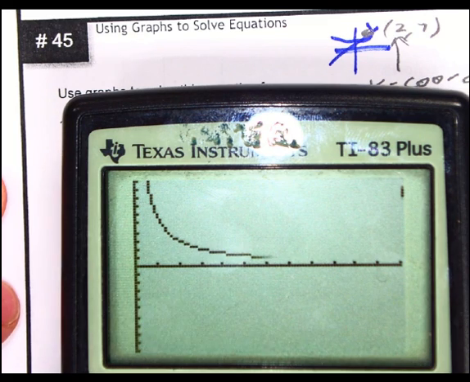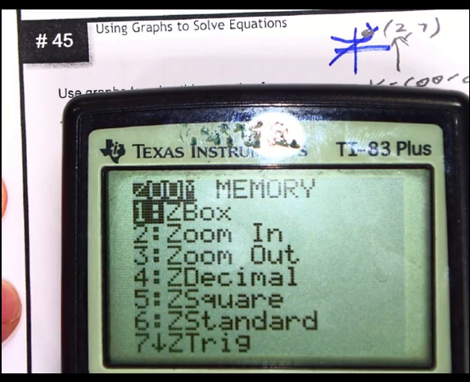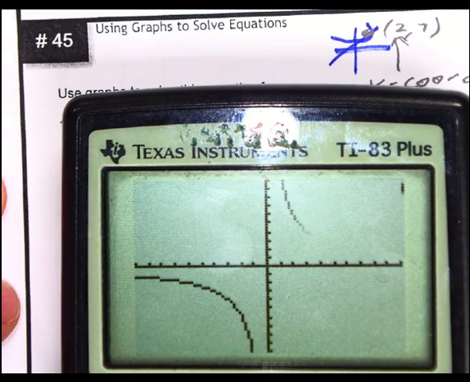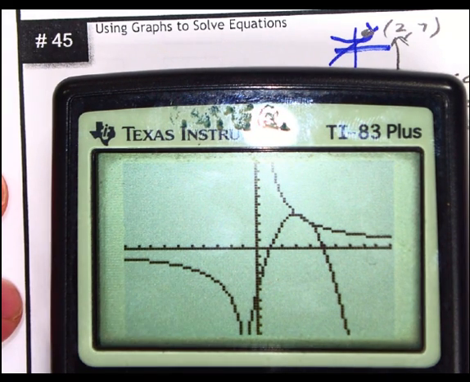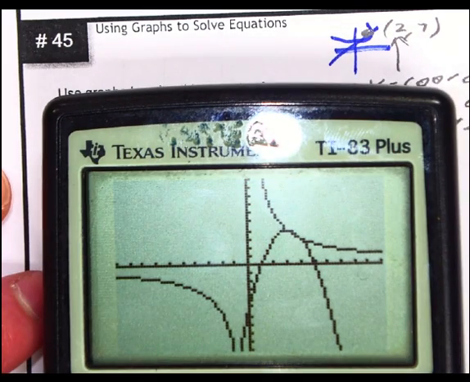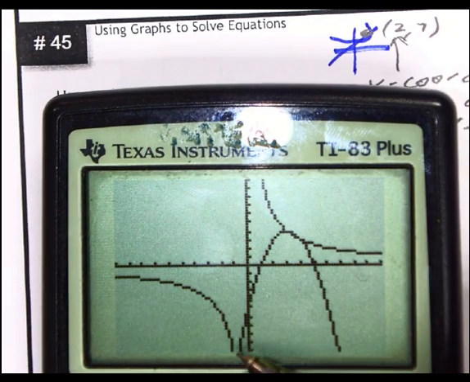And when I push graph, the graph comes up, and you'll notice that my window is kind of messed up a little bit. So I'm going to do a zoom 6, and zoom 6 resets my window if at any time I'm in the wrong window and can't see what I want. That's what I push. Now, you need to notice approximately how many places this thing is crossing. One is going to be down here. It's going to happen off screen. We can't even see it yet.